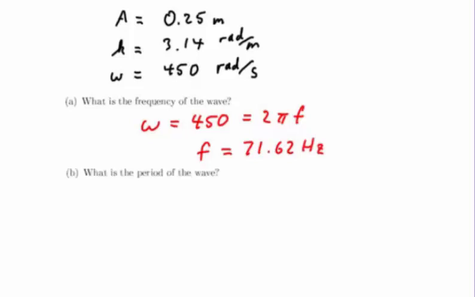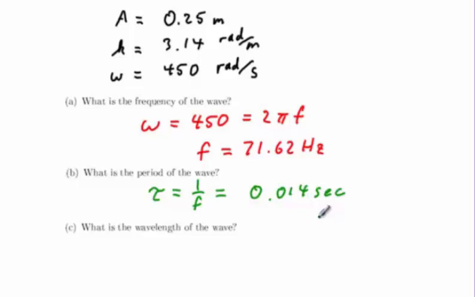Part B asks us for the period, that is the other synonymous variable of our set, omega, period and frequency. So we can get to the period by taking 1 over the frequency, with the result 0.014 seconds.